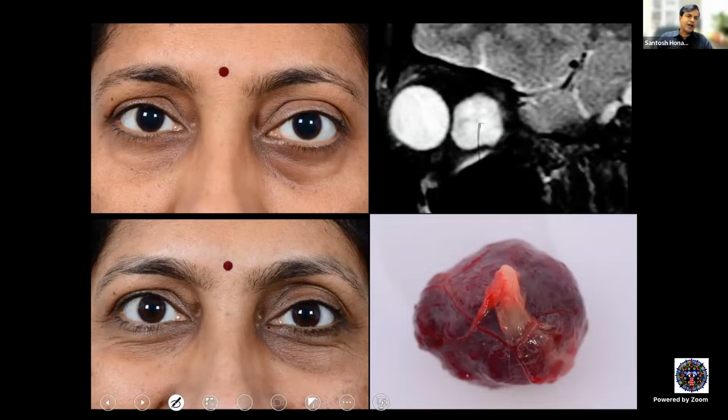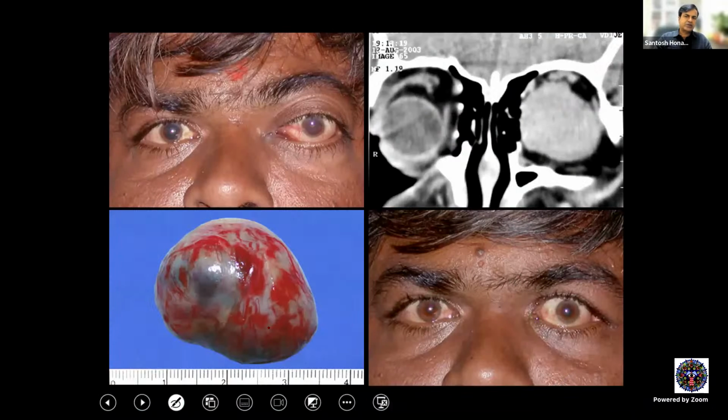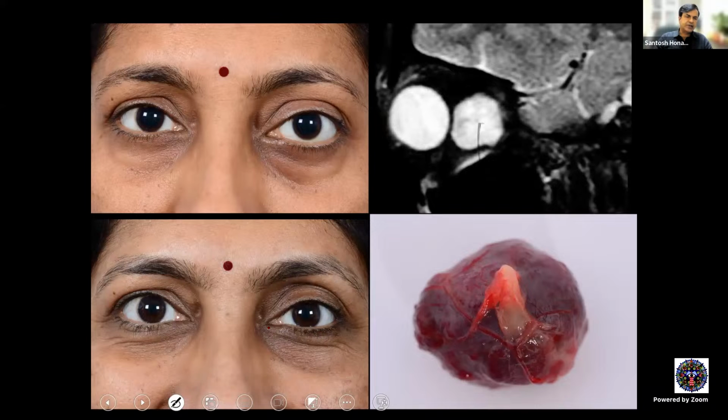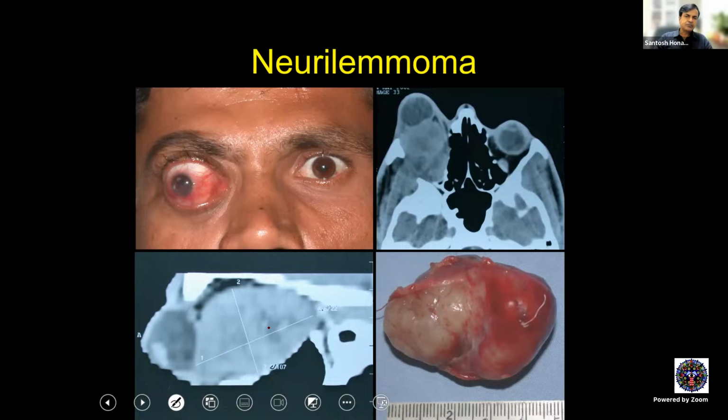This is an absolutely nice cavernous hemangioma. These are a surgeon's delight. If a lesion does not have changes on its surface like this, which will make it adhere to the surrounding tissues, then it comes out very well. This is a cavernous hemangioma, again typical. This is neurolemoma. Now, how do you say it is neurolemoma? Well, clinically, radiologically, it is difficult to say, but it has an oblong appearance.